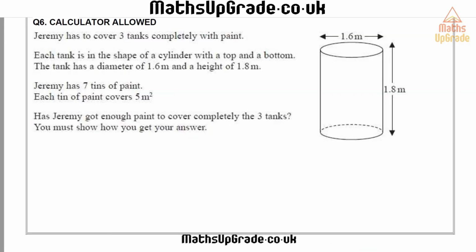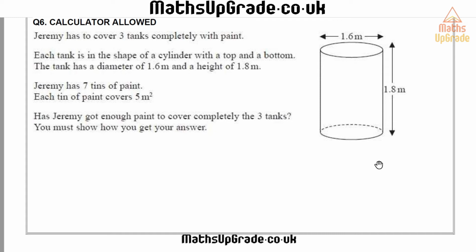Question 6. We're told that Jeremy has to cover 3 tanks completely with paint. Each tank is identical and it's in the shape of a cylinder, as in that diagram there. We're told that the diameter is 1.6 and the height is 1.8. And we're told that Jeremy has got 7 tins of paint in which he can cover these 3 tanks.